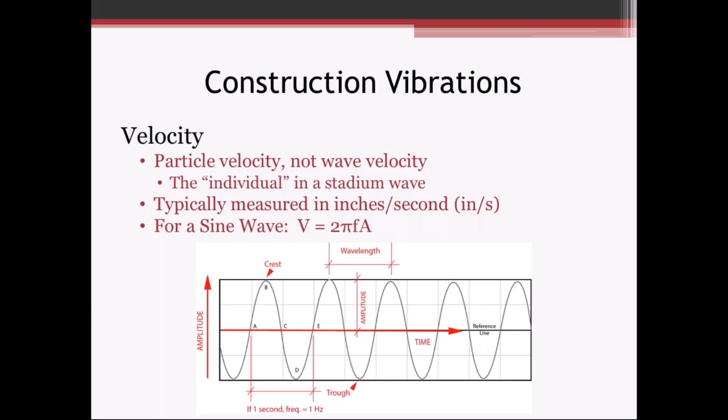We're looking at the particle velocity, and think of that as the individual fan in the stands, standing up and sitting back down. That's the individual particle velocity that we're looking at and that we're going to be talking about throughout the presentation. It's typically measured in inches per second in the US, millimeters per second pretty much everywhere else in the world. And again, simplified sine wave, 2 pi times the frequency and the amplitude for the velocity.